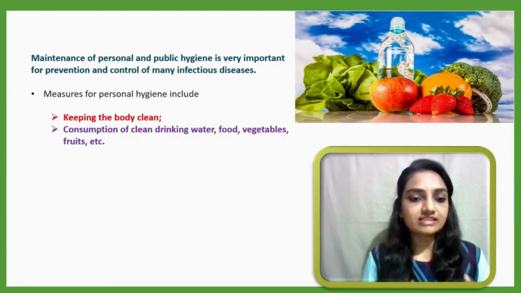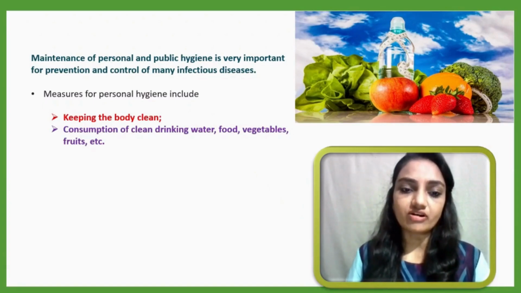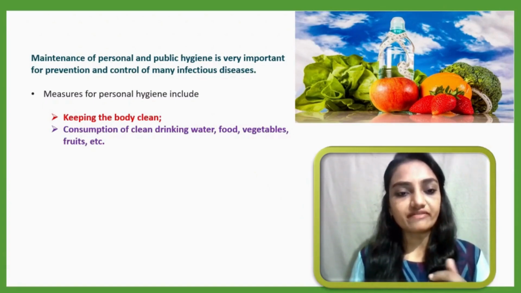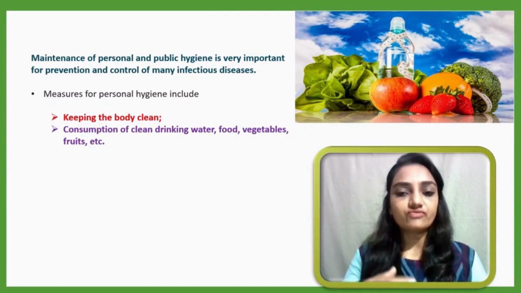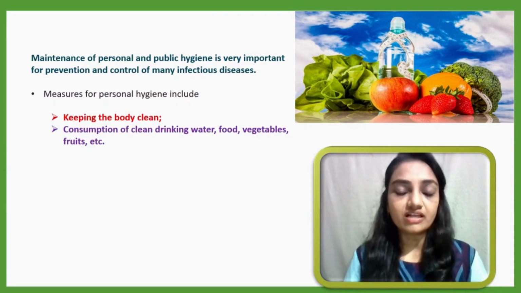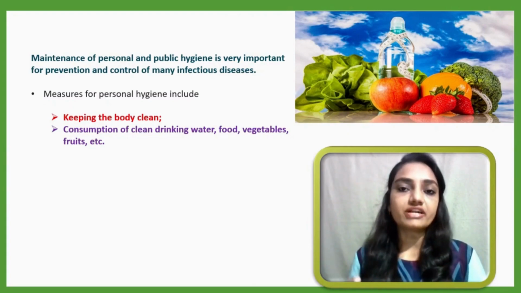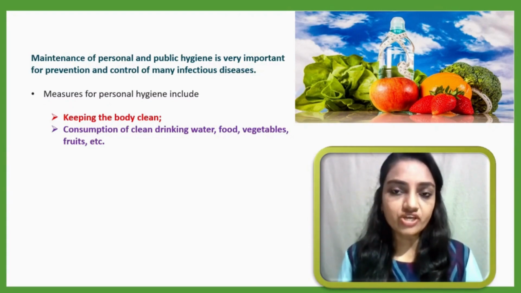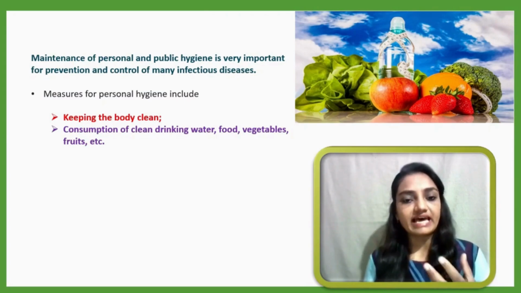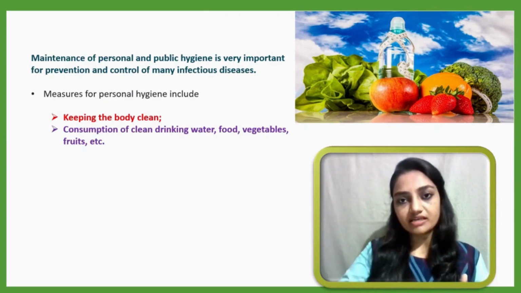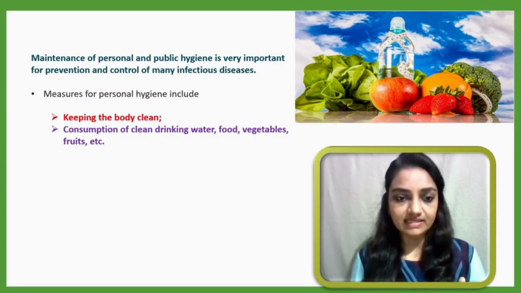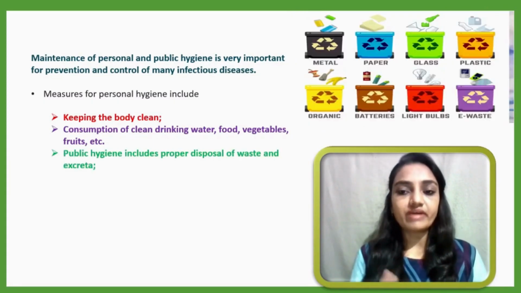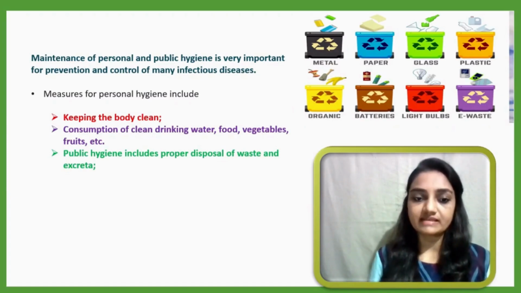Next, consumption of clean drinking water, and clean food, vegetables and fruits. As you know very well, some diseases can spread through water and food. So if your food and water are both clean and you consume them, there is no more chance of getting those diseases. This is very important for maintaining public health and our personal health.